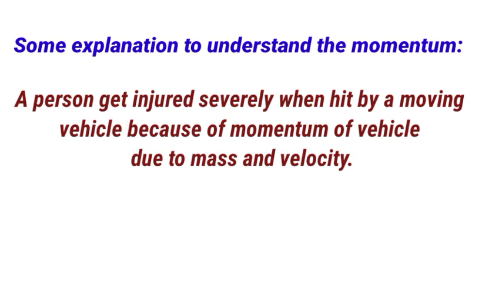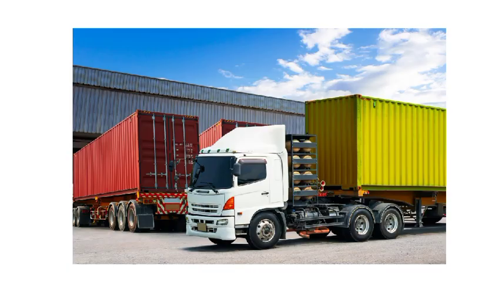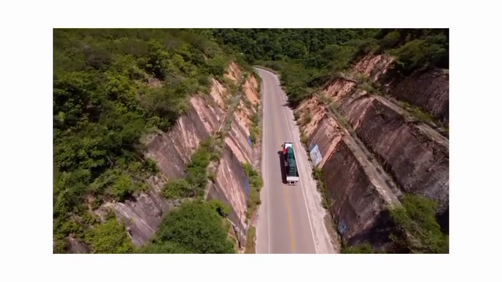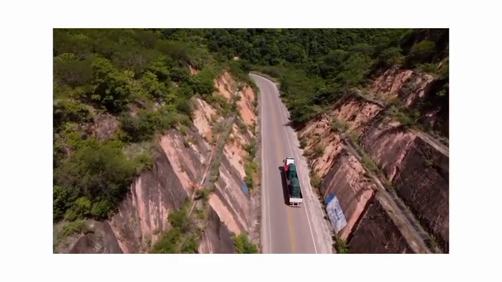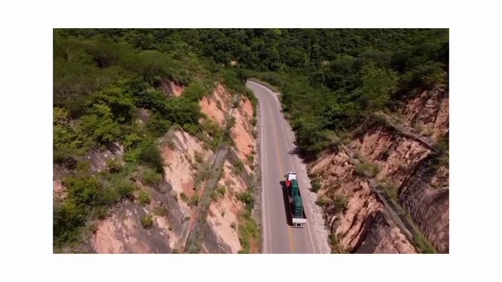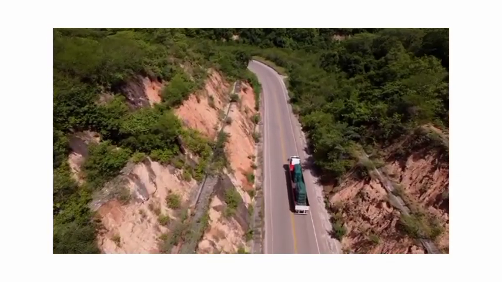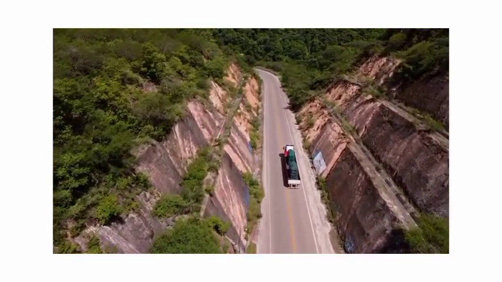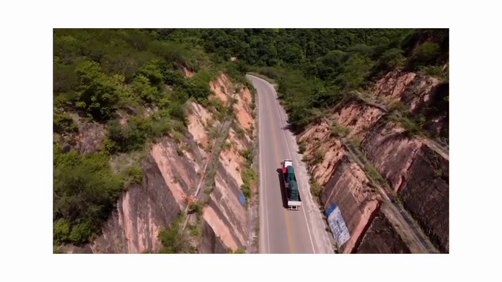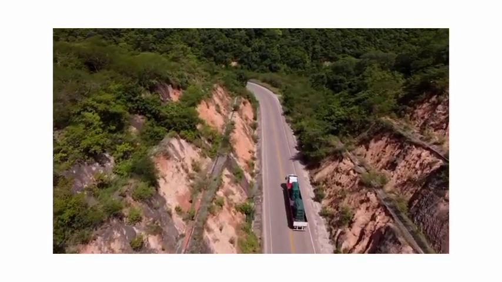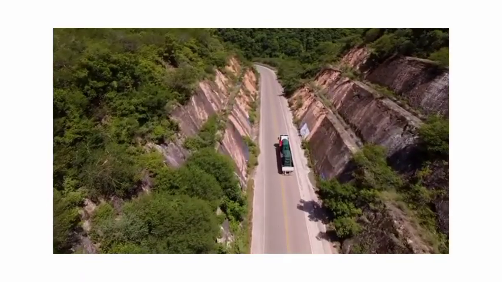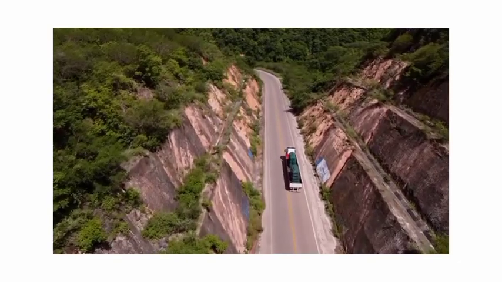Now assume a truck at rest does not require any attention when parked along a roadside. But a moving truck, even at speeds as low as 5 meters per second, may kill a person standing in its path. So we can see the speed as low as 5 meters per second may kill a person by a moving truck. So a person gets injured severely when hit by a moving vehicle because of momentum of the vehicle due to mass and velocity.